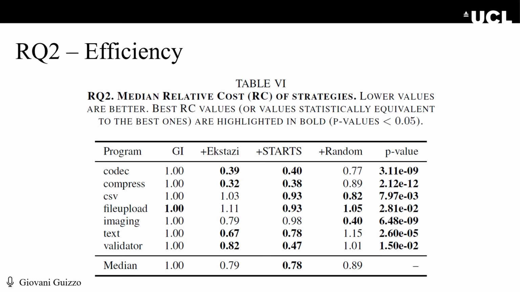Now, for the efficiency gain, we found out that RTS was able to reduce the cost of GI by up to 68%. What you're seeing here is the relative cost of the GI process. For 86% of the programs, using either Ekstazi or STARTS, we can obtain statistically significant savings with large effect sizes.